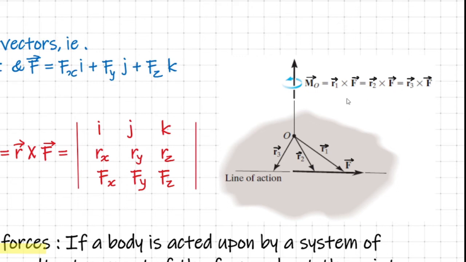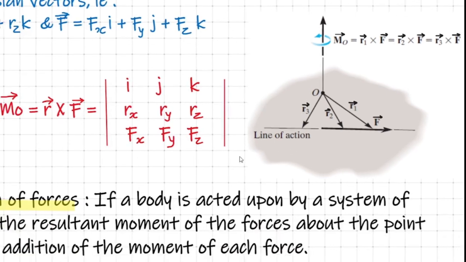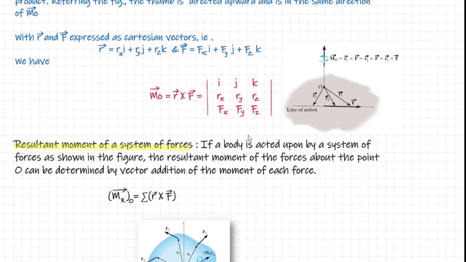It means that the value of the moment vector computed at the point O does not depend upon the point chosen on the line of action of vector F for the definition of the position vector R. This is an important conclusion.